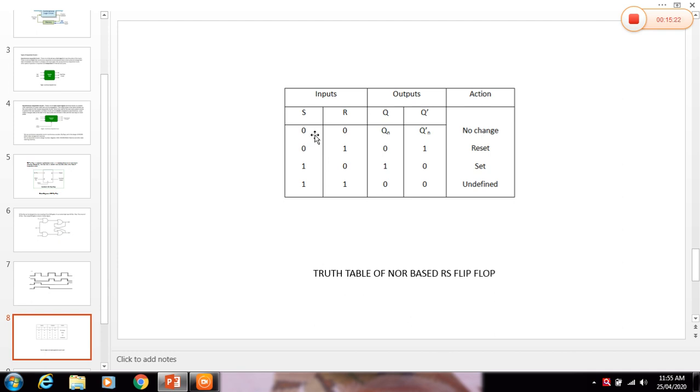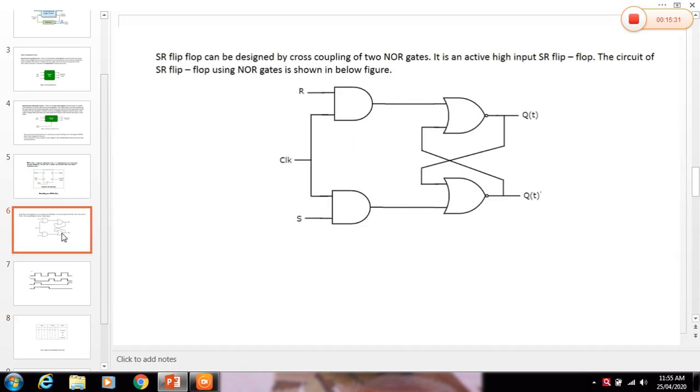Whenever the clock pulse is high, S is 0 and R is 0. That is, both the inputs are 0. The output of both the AND gates will be 0. 0 will be going here, 0 will be going here.